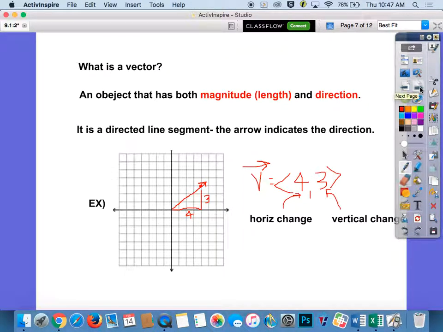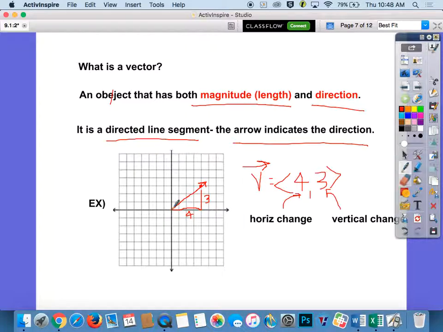All right, y'all. So the last thing of this section that we want to talk about is a vector. The two things that you guys need to know about a vector: it's an object that has both magnitude and direction. Okay, so think about it as an arrow shooting through space. Magnitude is going to be your length, and your direction is going to be the direction that it's going in. Okay, it's a directed line segment. The arrow is going to indicate the direction it's going in.